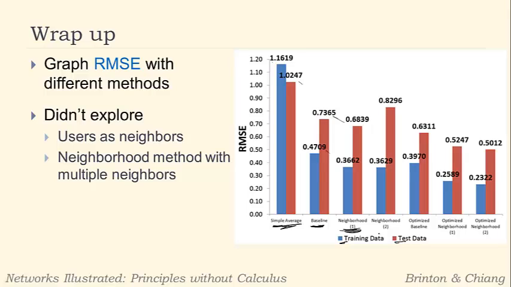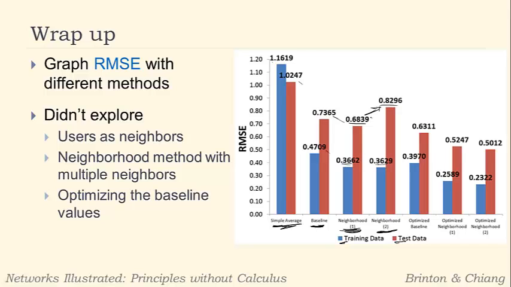But this is showing if we had used 2 neighbors, actually, what we would have gotten, and the math gets a little more complicated there. But you see it's a slight improvement over the neighborhood method with 1 neighbor, but actually with the test data, it actually jumps up a little bit. So that's really interesting.